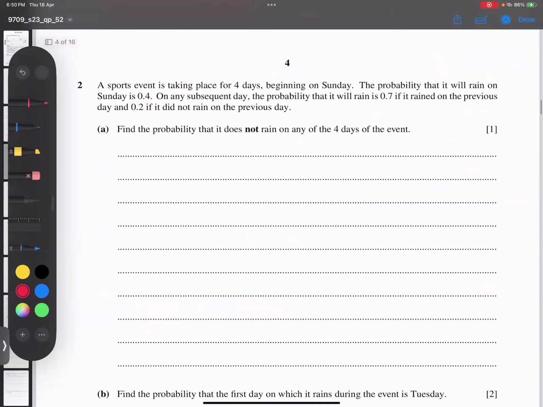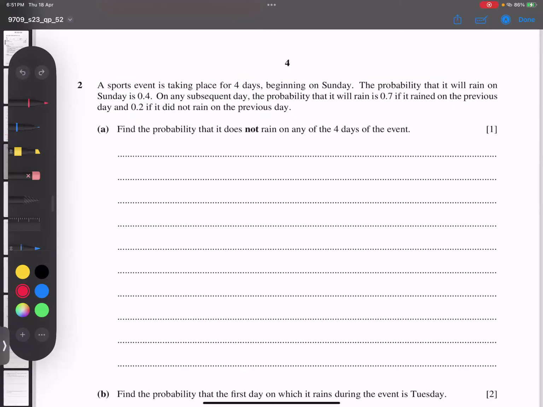Let's go for question number 2. A sports event takes place for 4 days beginning on Sunday. The probability that it will rain on Sunday is 0.4. On each subsequent day, the probability of rain is 0.7 if it rained on the previous day, and 0.2 if there was no rain on the previous day.